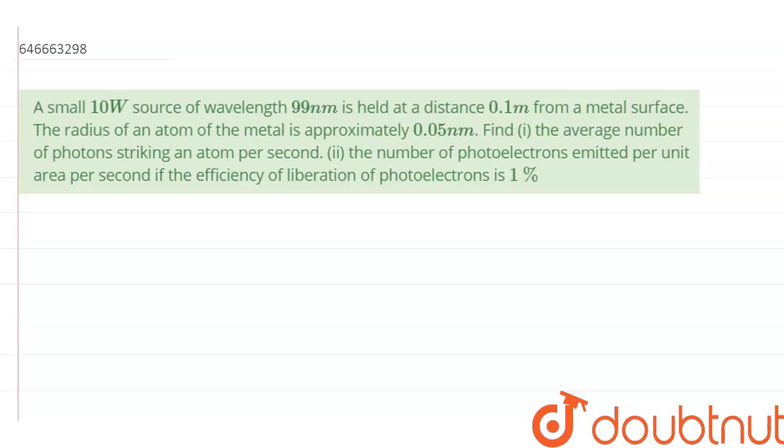A small 10-watt source of wavelength 99 nanometer is held at a distance 0.1 meter from a metal surface. The radius of an atom of the metal is approximately 0.05 nanometer. Find the average number of photons striking an atom per second and the number of photoelectrons emitted per unit area per second if the efficiency of liberation of photoelectrons is 1%.